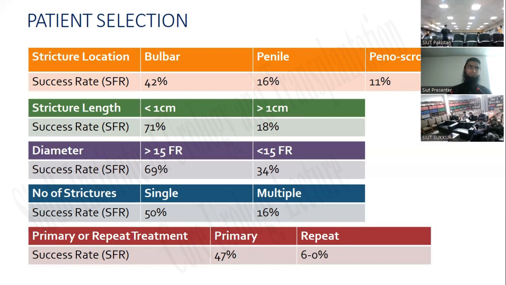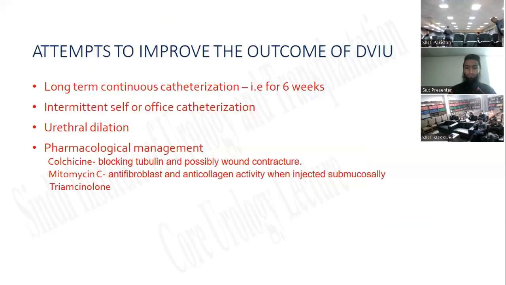Less than 5 centimeters, less than 2 centimeters is very long. And the success rate, you can see, is in more than 1 centimeter. So that's why we should not do the DVIU one. I think we should omit the DVIU, in my opinion, because DVIU is not a good procedure.